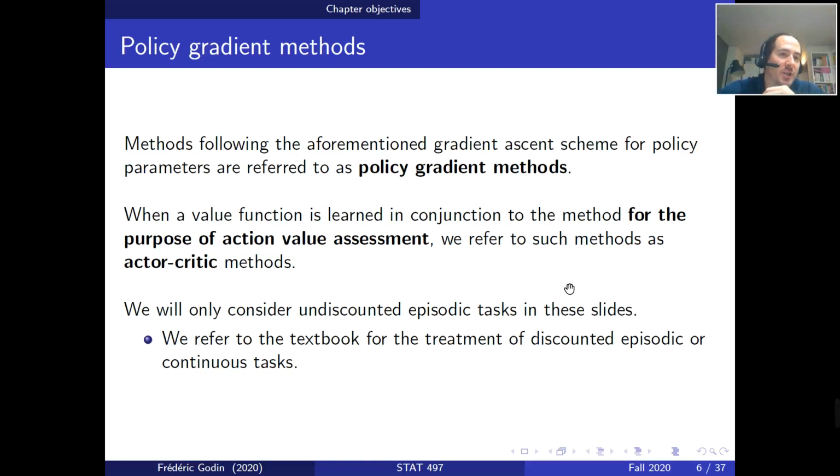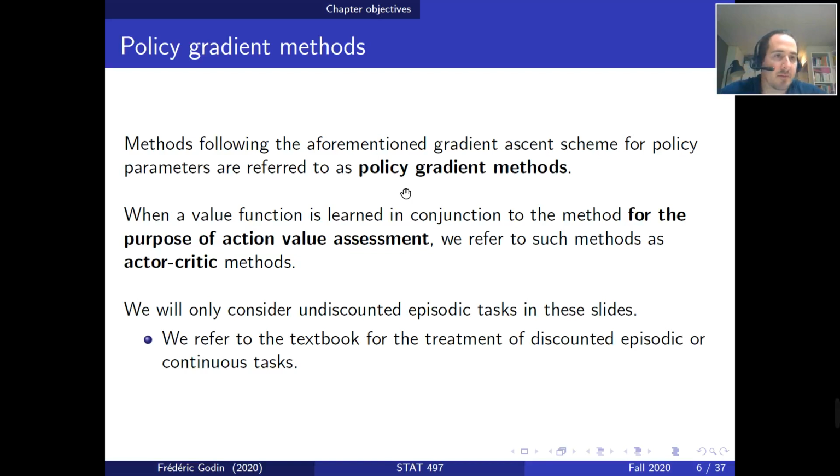The previous method is not directly practicable, but methods that use these ideas of stochastic gradient methods to progressively refine the policy itself without relying on the value function are known as policy gradient methods. It's gradient because we do a stochastic gradient, but policy gradient because the parameters refined or learned are those of the policy, not the value function.